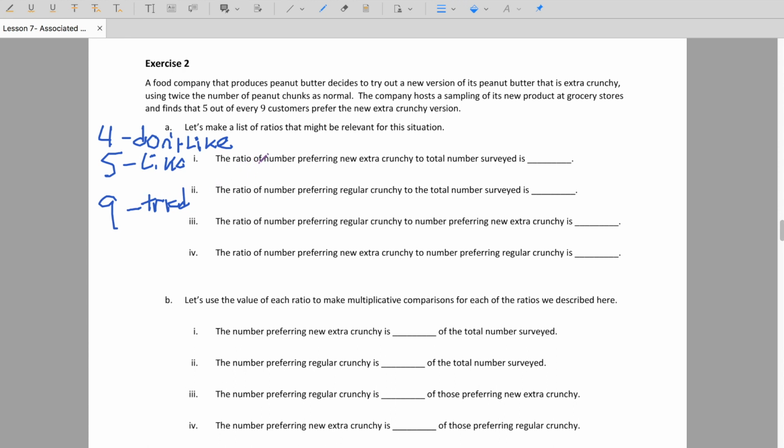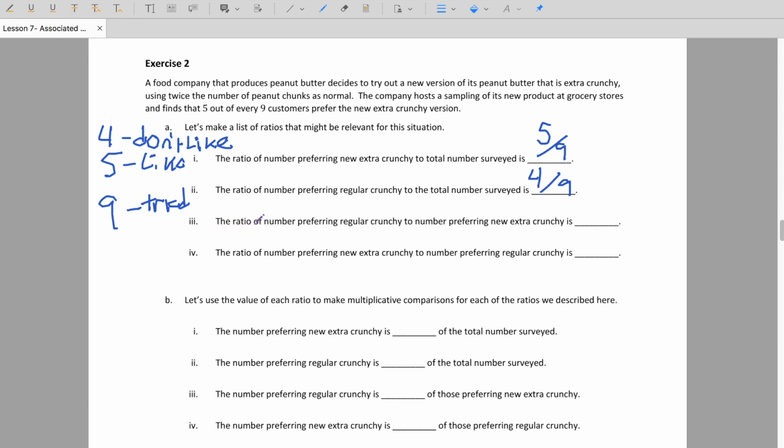So the ratio of number preferring new extra crunchy to the total number surveyed is, well, 5 prefer it, out of 9. The ratio of number preferring regular crunchy to the total number surveyed. So if they don't like this extra crunchy, that means that 4 people don't like it. 4 people like the regular.